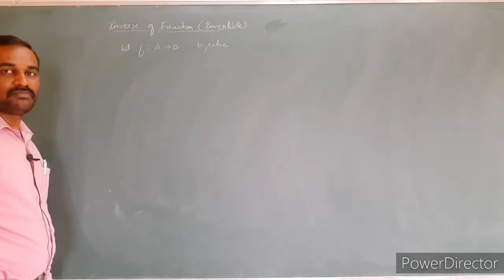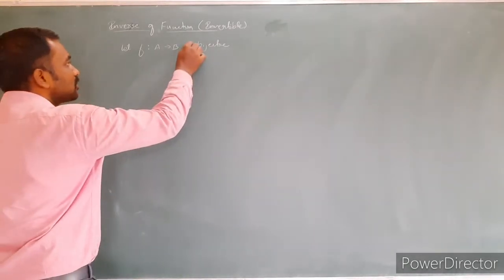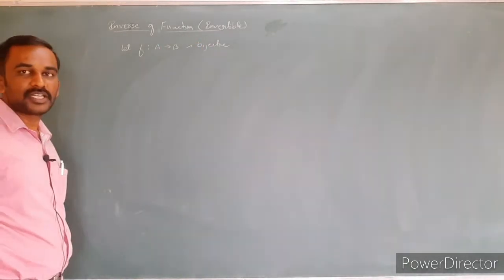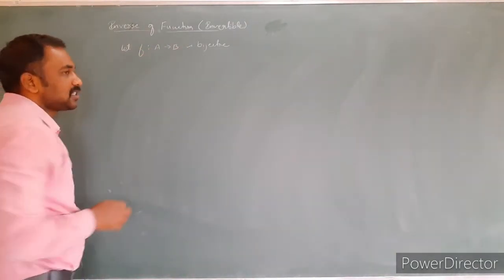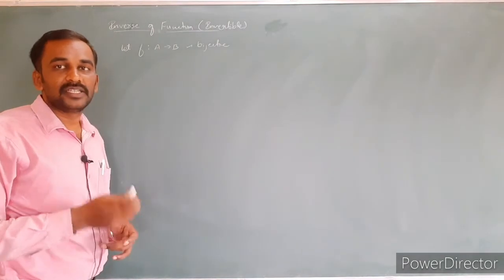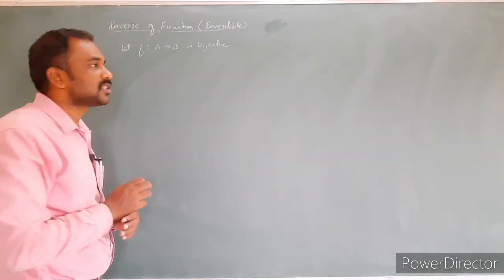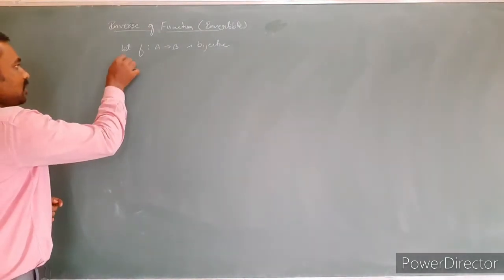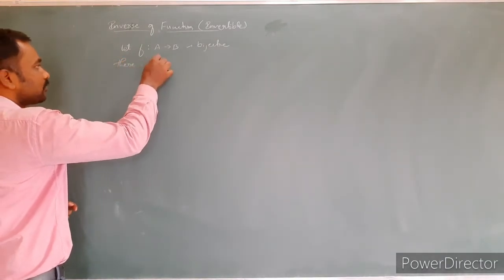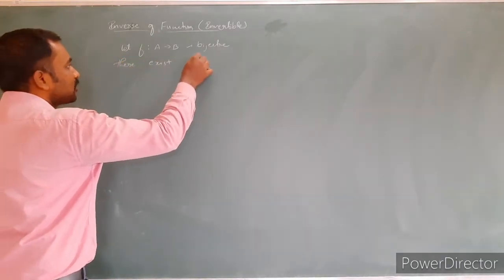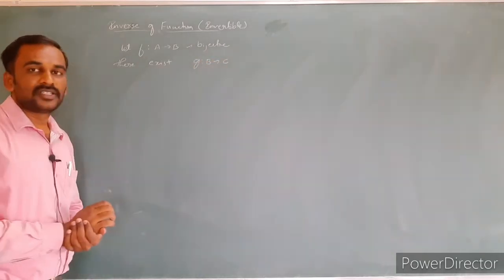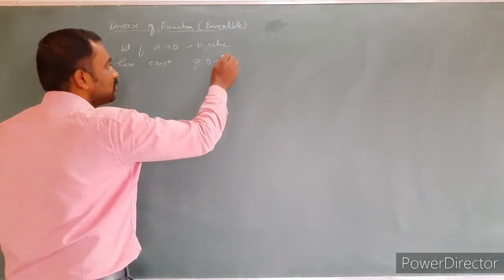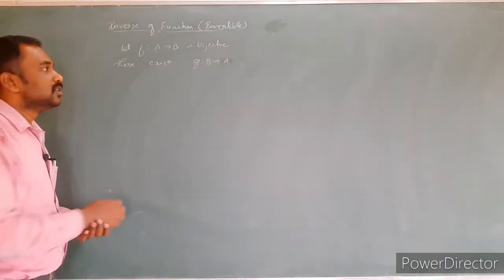Let f be a bijective function from the two non-empty sets A into B. A and B are the two non-empty sets, and f is a bijective function. Now I need to define the invertible function. What is the inverse of the function? So there exists another function g, which is from B into A.